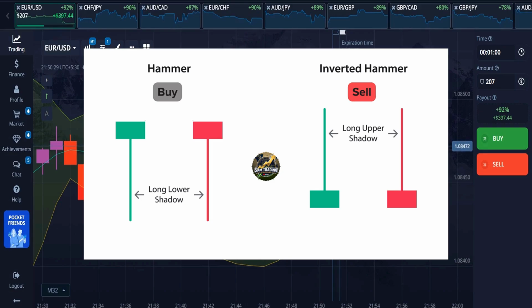Here are the trading rules simplified. Set your chart to the 1-minute time frame. Set your trade expiry time exactly to 1 minute. Look for two consecutive hammer or inverted hammer candlesticks.